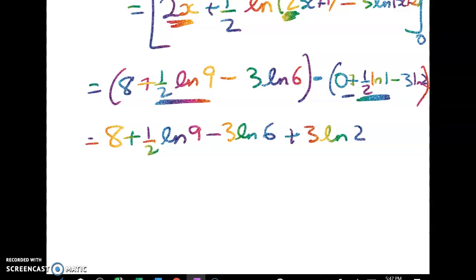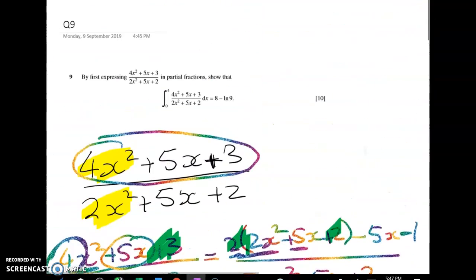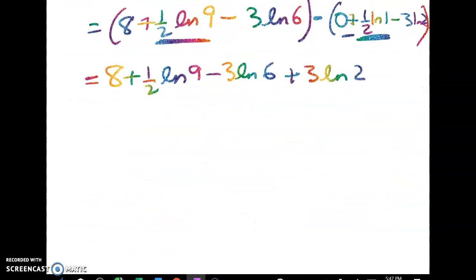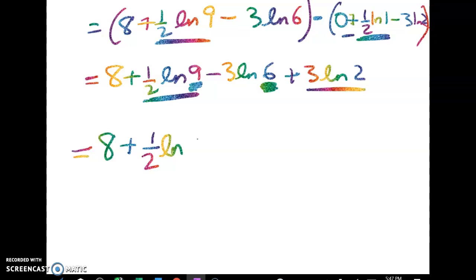Now, at this point, it's time to go right back to the question and see what we are trying to show, because we're just about there. So we're trying to show that this equals 8 minus log 9. And we've already got plus a half of log 9. There's not much we can do with that. A good strategy often is to break 6s and 9s down into their smallest power. Now, I'm not going to do that here because I know I want to end up with a log 9. I could do that and I'll get there just by a different path. But here we've got this. Now, what can I do with the log of 6? That's log of 2 times 3.